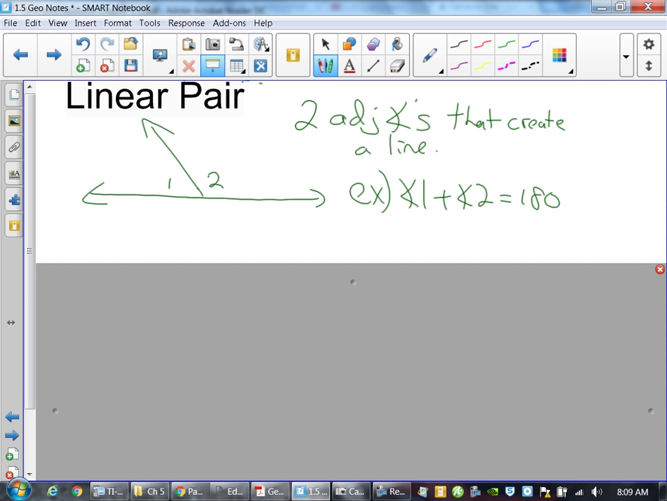Would the bottom be 180 as well? Yes, sir. But we just don't have anything drawn there. This angle here, if this was labeled, let's say X, Y, Z, you could say angle XYZ is 180 because it's a straight angle there.